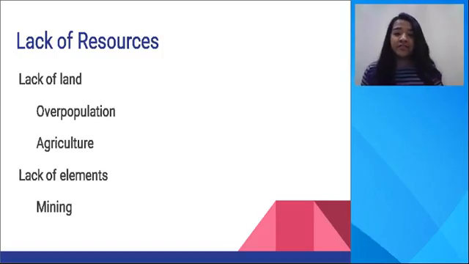So our main reason for relocation to Mars would be a lack of resources. For example, lack of land. Reasons we would relocate would be overpopulation and agriculture. Another reason would be a lack of elements such as mining, like the type of elements that they have on Mars that we would also need on Earth, like iron, aluminum, magnesium, and potassium.